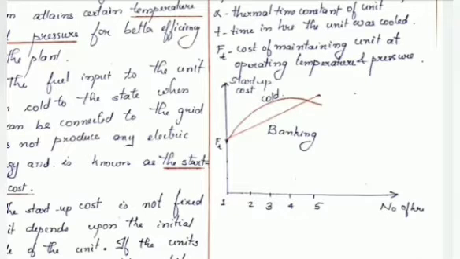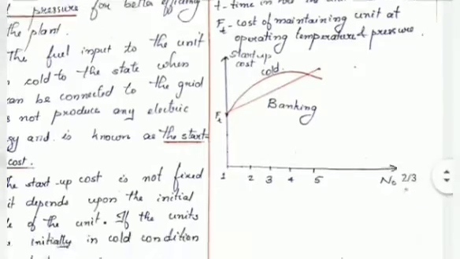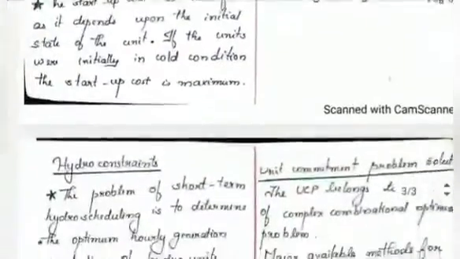You can see the cold cost curve is shown on the upside, and the banking startup cost is shown as a straight line. The cold cost is a curve and it is increasing, and further after 4 or 5 hours it is being reduced. But the banking cost is always in a ramp manner, that is, always increasing linearly. So that is what is meant by thermal constraint.